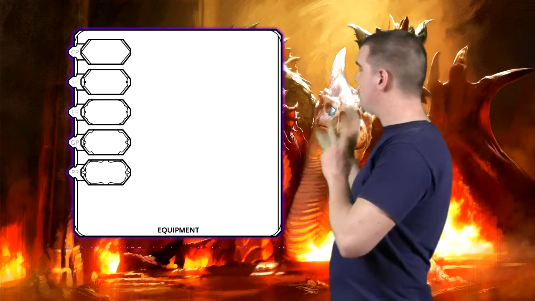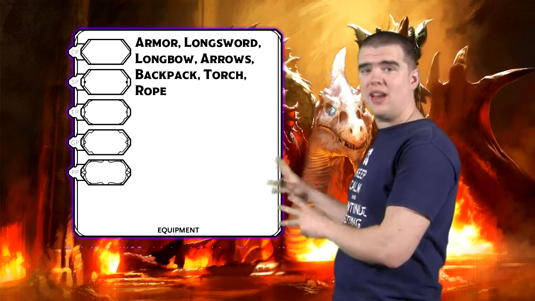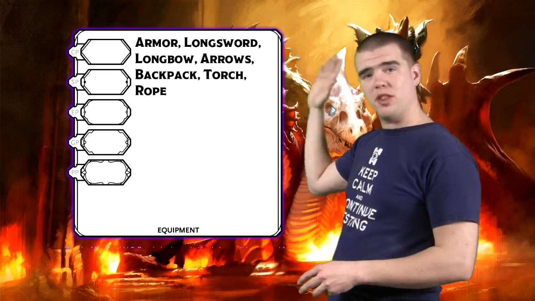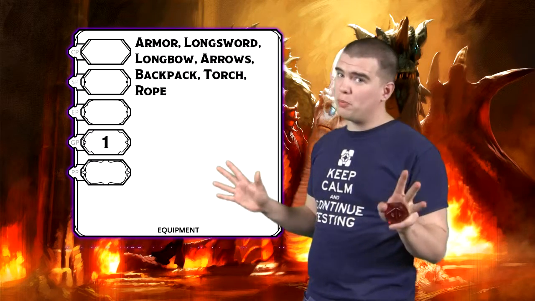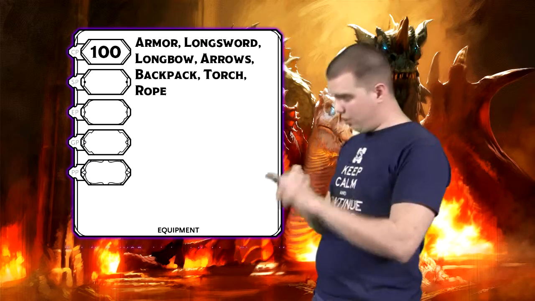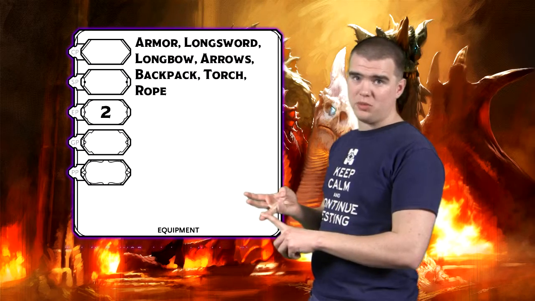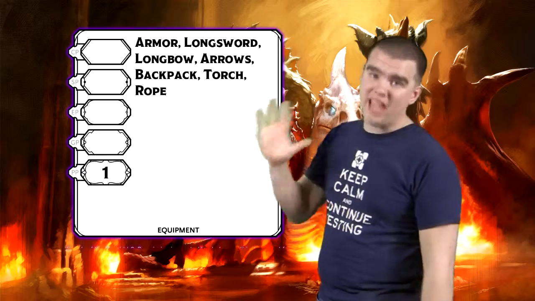Now this block is used to list all the equipment that your character is carrying and any money that he's got on it. The small boxes on the left hand side of this block are for the money. The most commonly used currency is gold pieces, but the exchange rate is pretty simple. 100 copper pieces equals a gold piece, 10 silver pieces equals a gold piece, 2 electrum pieces equal a gold piece, and a platinum piece is worth 10 gold pieces.